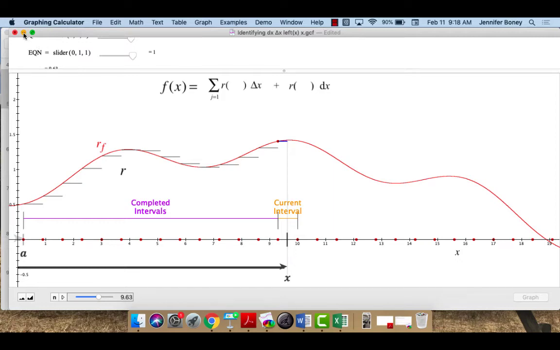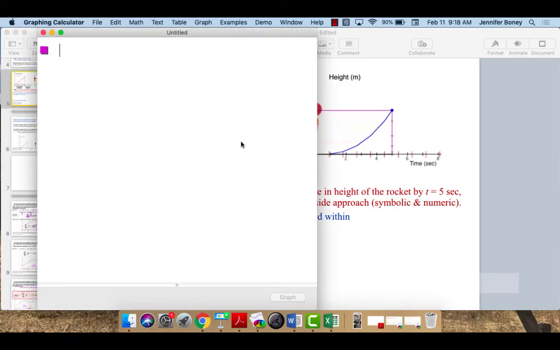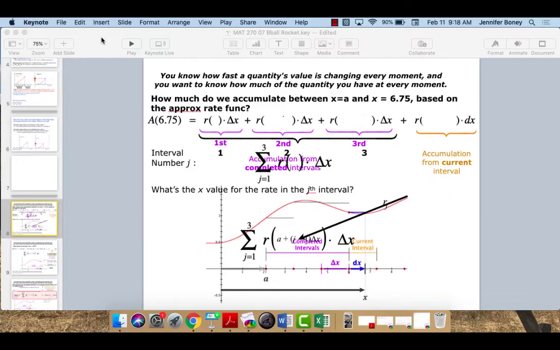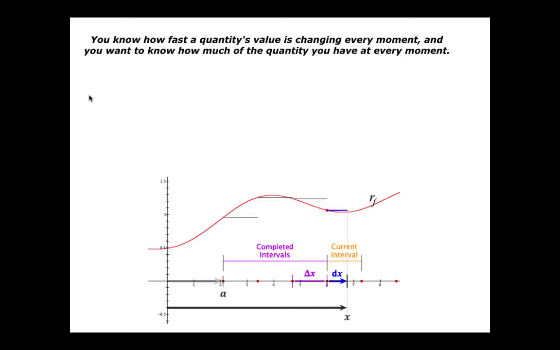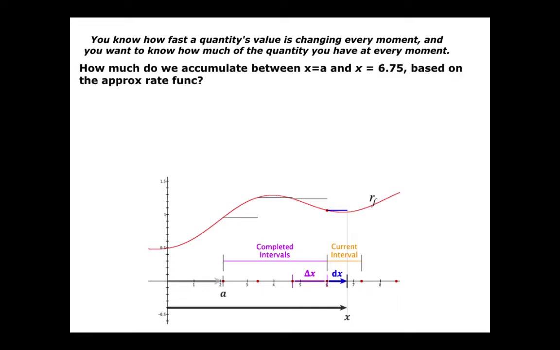All right, so let's go back to a slightly more numbers-based question, but it'll be less of a specific example than the rocket basketball. Let's see. There we go. All right, so here's our picture that I showed you before. Let's say that I wanted to talk about how much accumulates between x equals a and x equals 6.75, based on this picture. Now you can't really see, I don't have listed here what the delta x is this time.